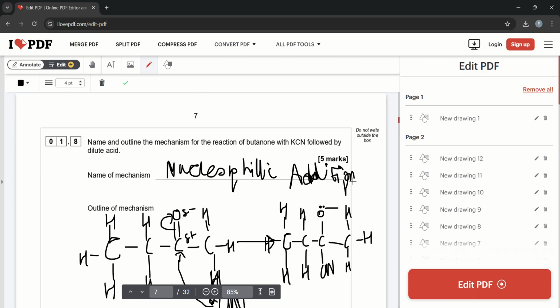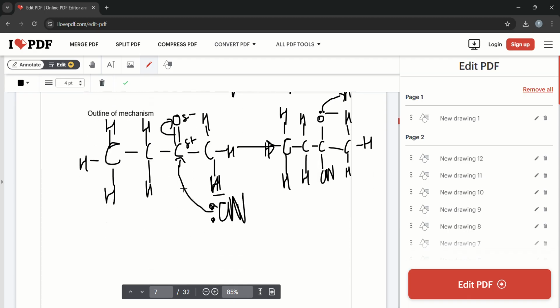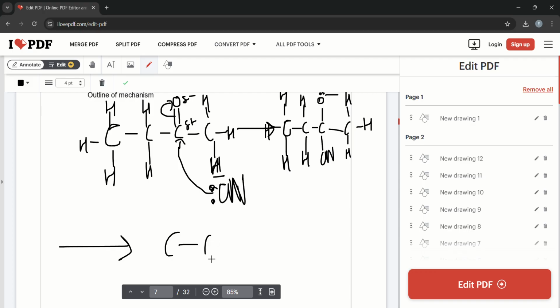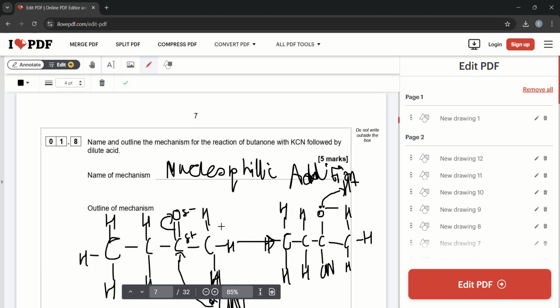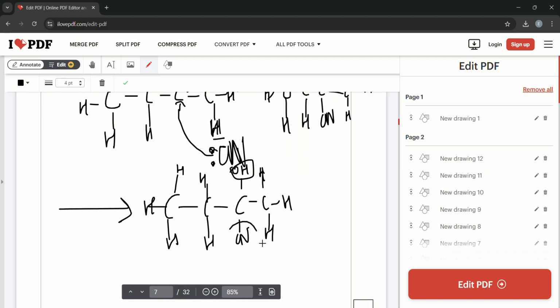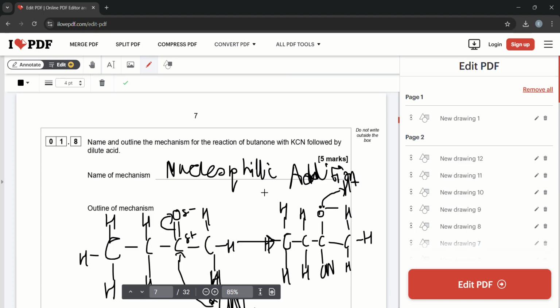Now what's going to happen is you've got a H plus, and this lone pair of electrons from the oxygen is going to bond to the H plus, and now you're going to form a carbon with OH, CN and CH3. So now what is this called? Well, it's got an OH group and a CN group attached to it, so it's a hydroxynitrile. Hydroxynitriles are molecules with an OH group and a CN group attached, but it doesn't ask us for that. It just wants to show the mechanism.